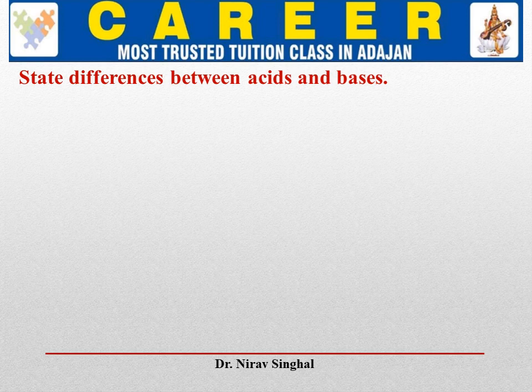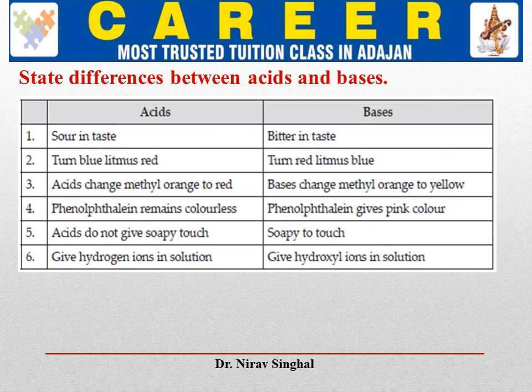How are acid and base different from each other, and what are the various physical and chemical parameters to identify the difference between acid and base? First, as we all know, acids are sour in taste. On the other side, bases are bitter in taste. Acid turns blue litmus paper into red, whereas base turns red litmus paper into blue. Acid changes the methyl orange color into red, whereas base changes the methyl orange color into yellow.